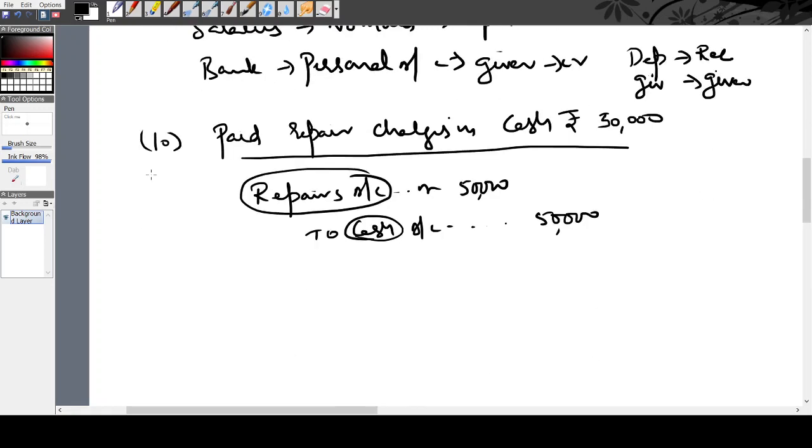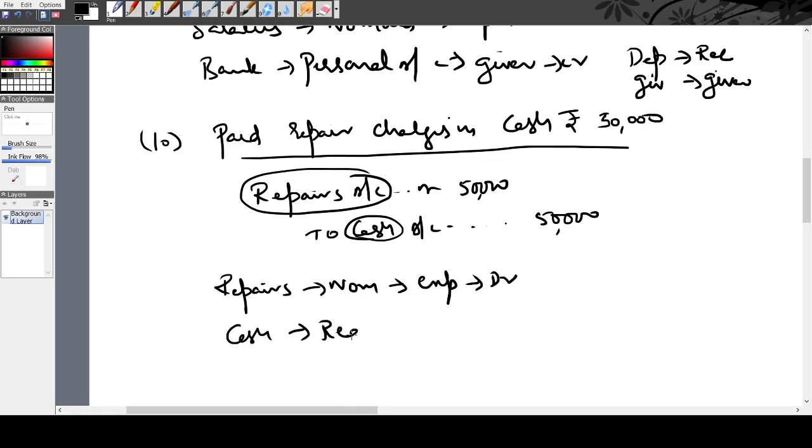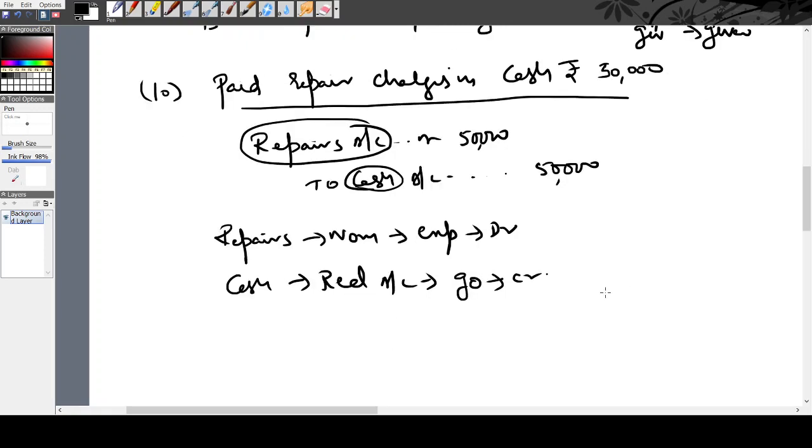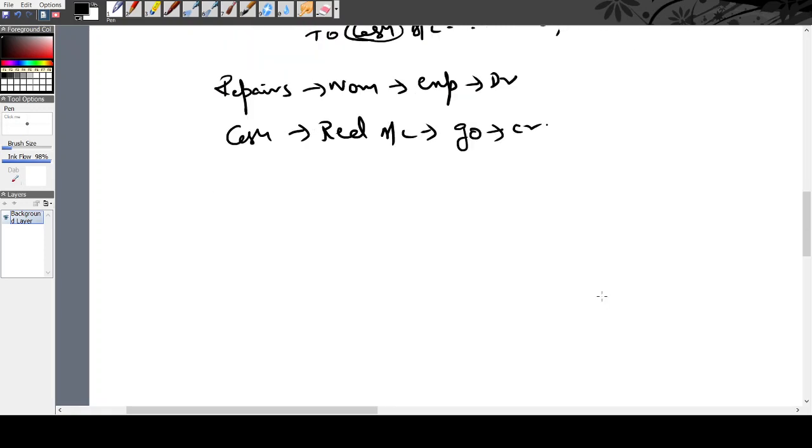So what is the logic behind the entry? Repairs is a nominal account, expenses and losses, hence debit. Cash is a real account, it's going out of the business, hence credit. Let us do one more transaction.